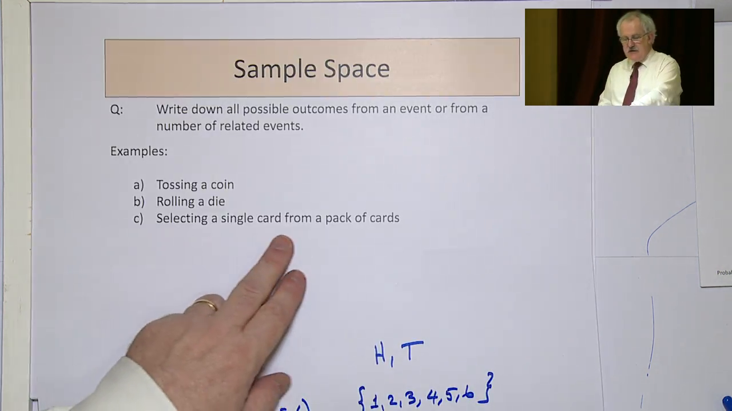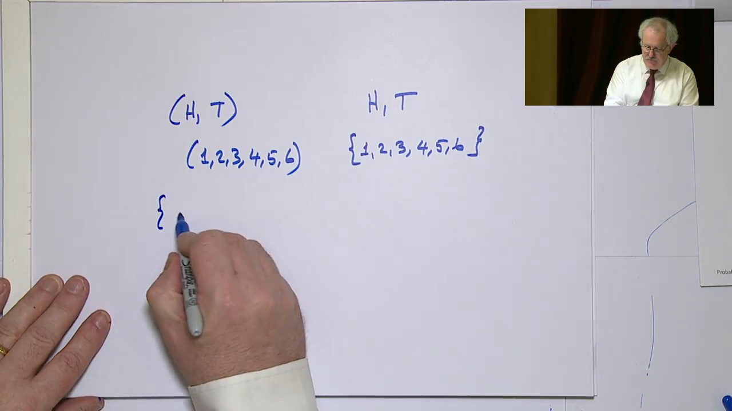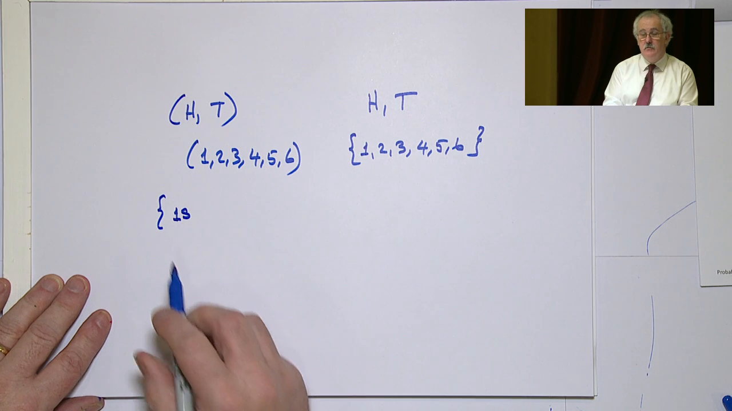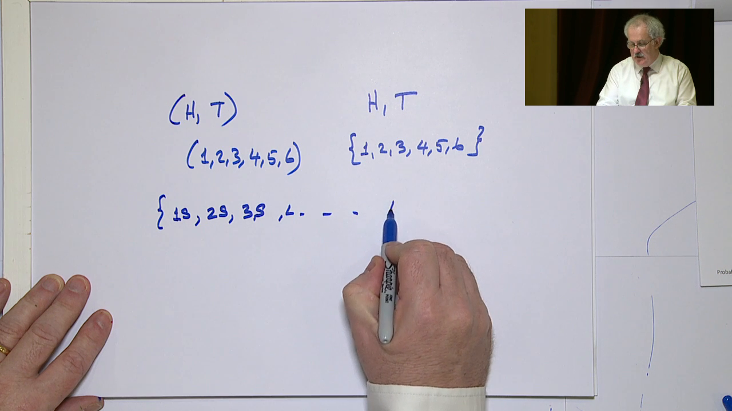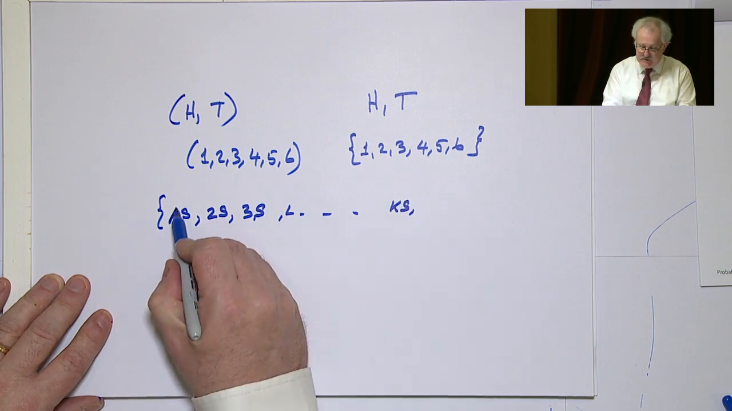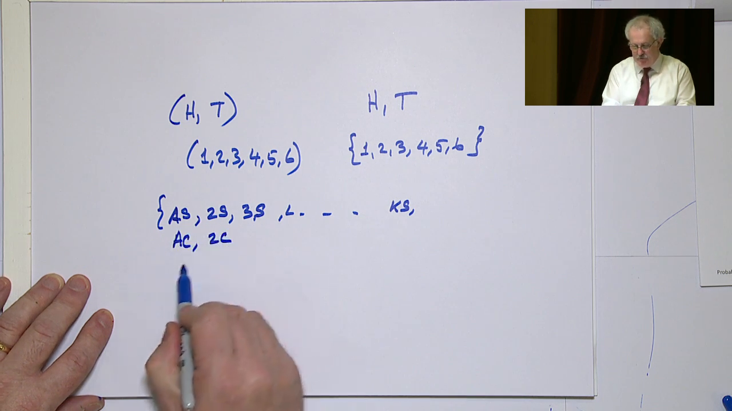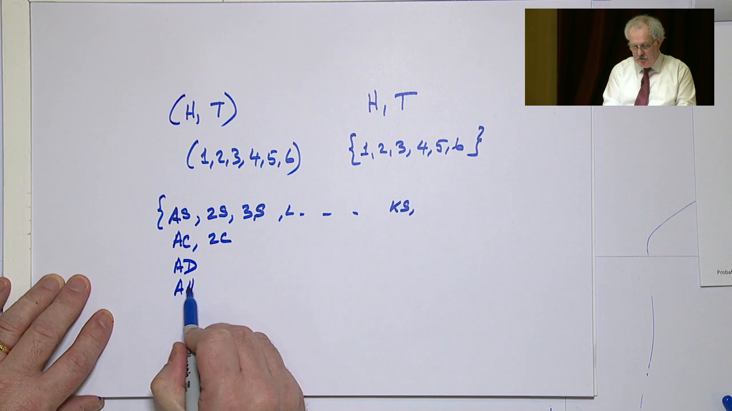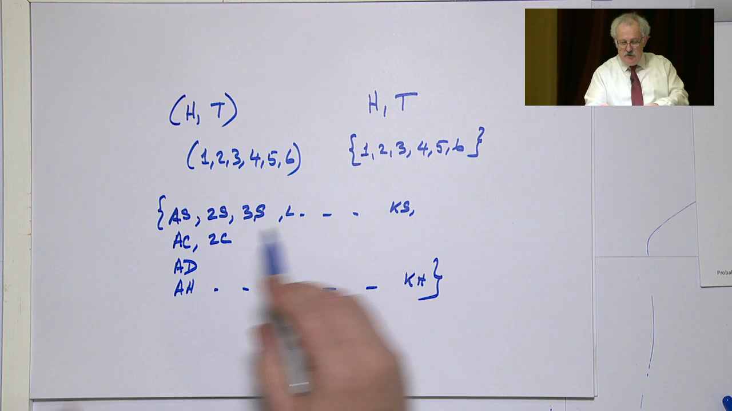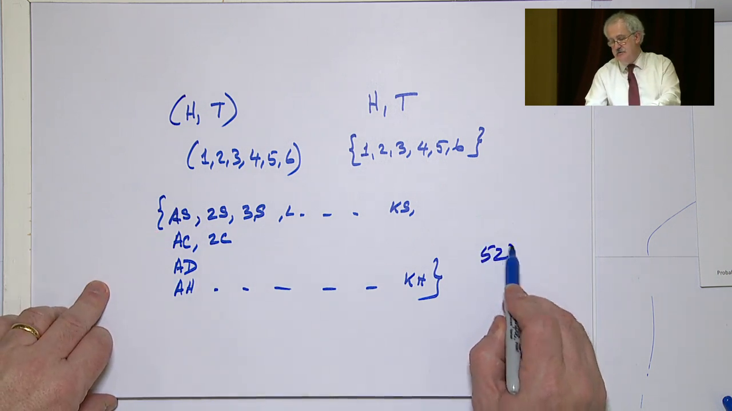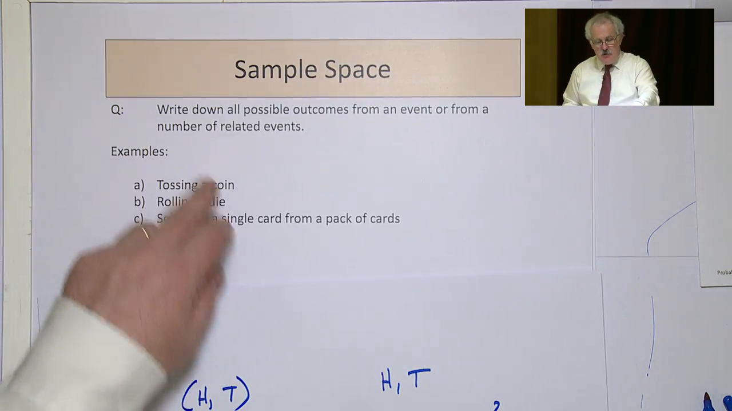Now, selecting a single card from a pack of cards, that's quite a lot. So we might just say 1 spade, 2 of spades, 3 of spades, etc., up to king of spades. That might be the ace of spades if we want. And then we might say ace of clubs after that, 2 of clubs, ace of diamonds, and ace of hearts, all the way up to king of hearts. And hopefully we've got 13 times 4 or 52 cards. Well, they're not going to ask you to write all those out. But write down all possible outcomes.